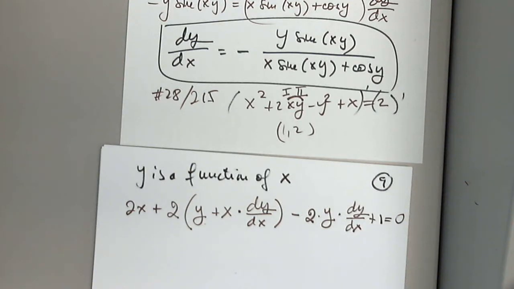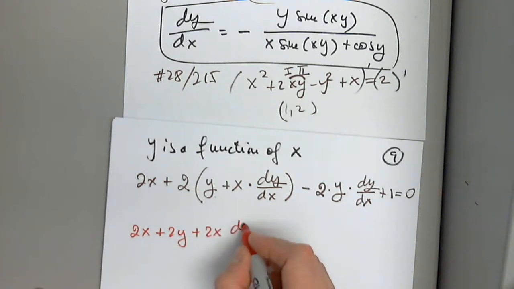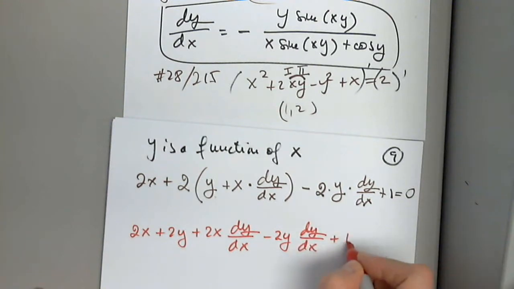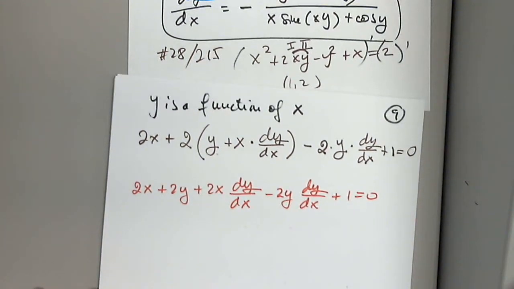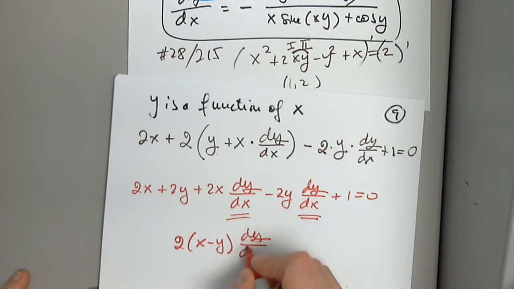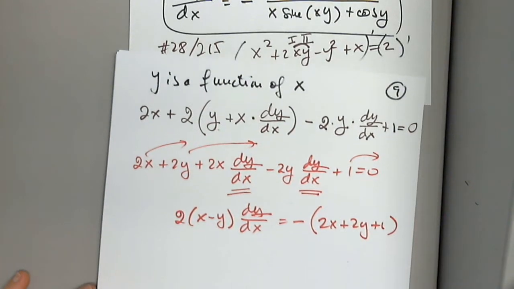I have to distribute, and then I'm after dy over dx like I was a minute ago. Okay, so 2x plus 2y plus 2x dy over dx minus 2y dy over dx plus 1 equals 0. I'm after this and this. I will factor out 2x minus y in parentheses dy over dx. I'll get rid of everything else, moving it to the other side. Negative 2x plus 2y plus 1.